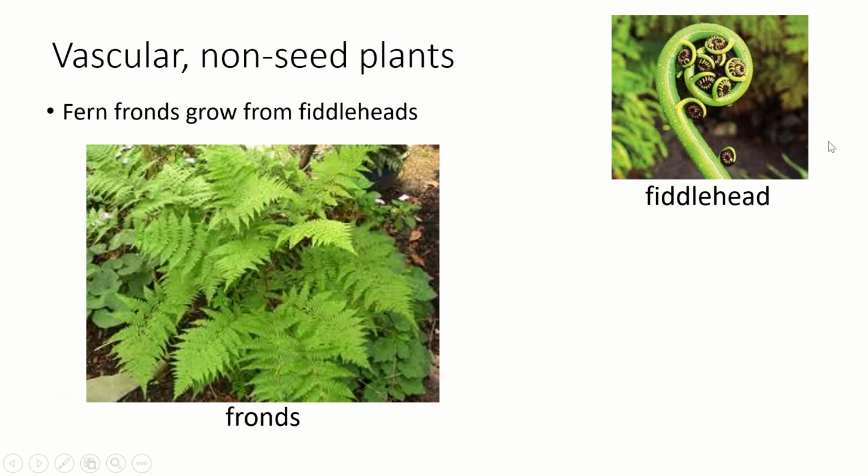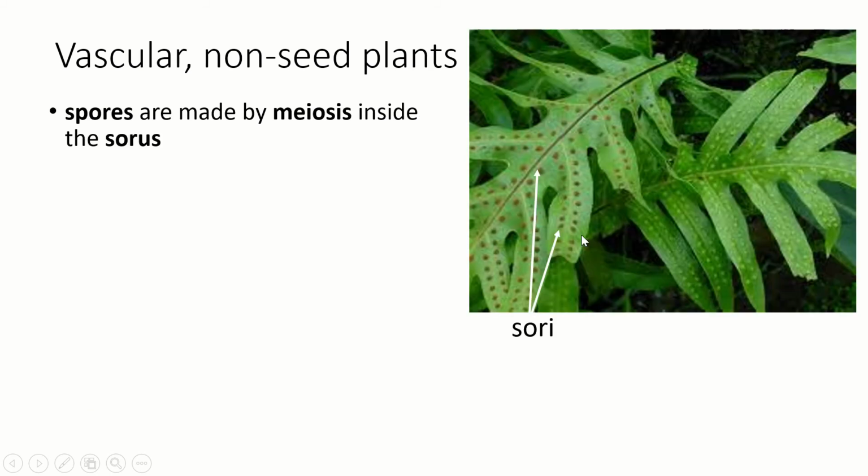Those fronds grow from these little structures called fiddleheads. And so this fiddlehead is this curved structure with all these little curved structures. And as they grow, they unfurl and uncurl to create these fronds. The other thing you notice about ferns is that they often have these little brown bumps on the back, and that's actually the reproductive structures. Those are sori. Sori is plural, sorus is singular. And inside that, meiosis is happening, producing spores.